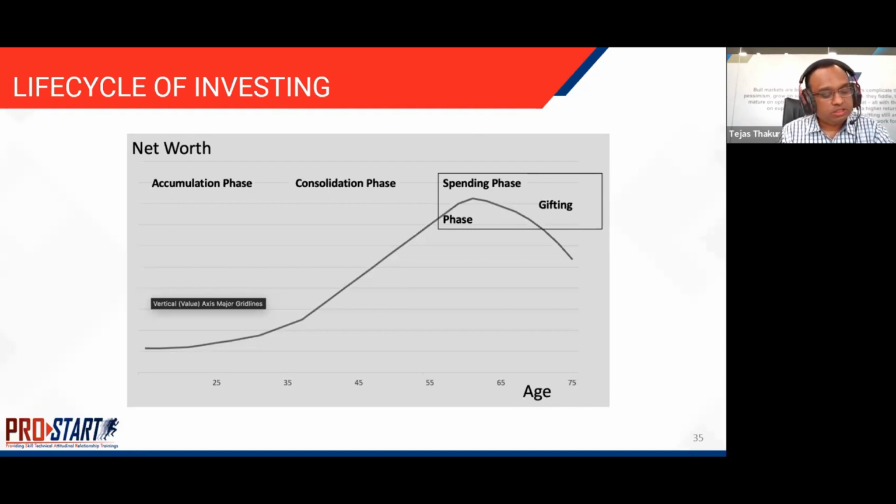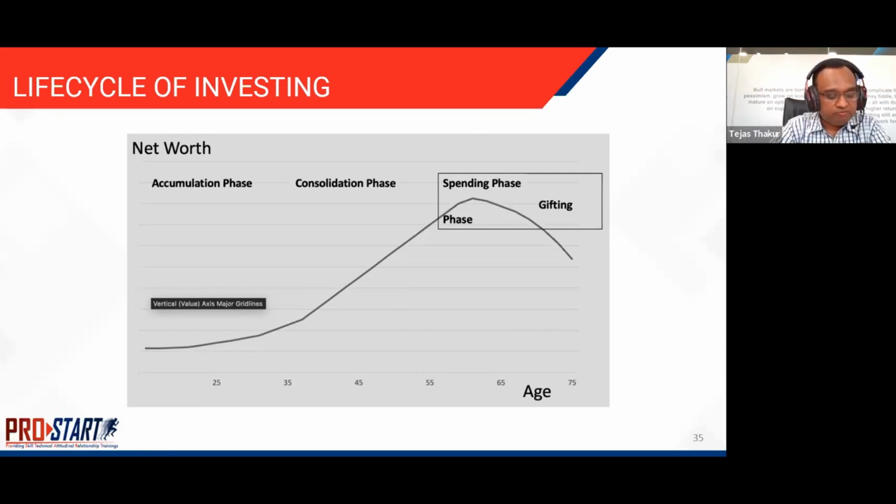Spending phase. This is the period when living expenses are covered not from earned income, but from accumulated assets, such as investments and retirement corpus. Because of the heavy reliance on investments in this phase and unlikelihood of going back to work, the focus is on stability of investment portfolio. This is particularly in the retirement stage.